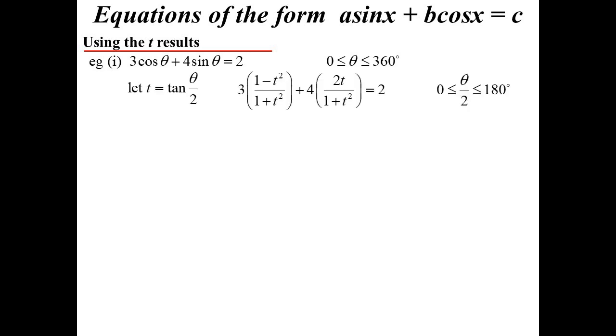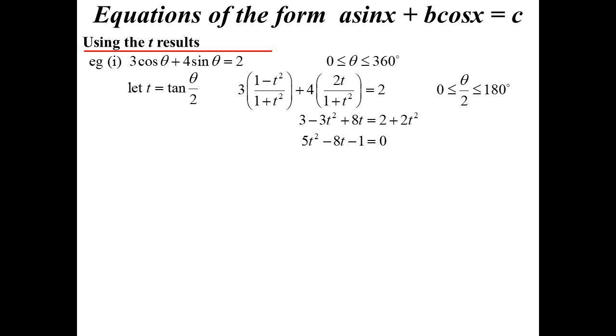My equation now becomes this: 3 outside of 1 minus t squared and 1 plus t squared, plus 4 outside of 2t and 1 plus t squared, is 2. But now I'm only looking for answers between 0 and 180, because I'm finding answers for theta on 2. Well, get rid of the denominators, multiply both sides by 1 plus t squared, pull it all together, there's the quadratic I have to solve.